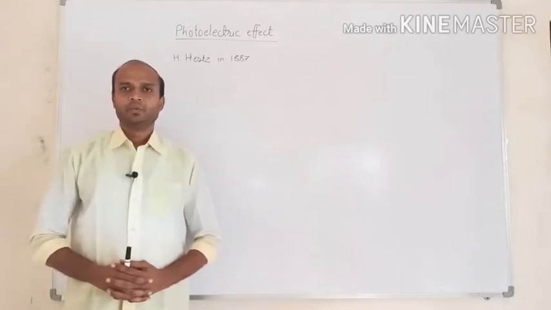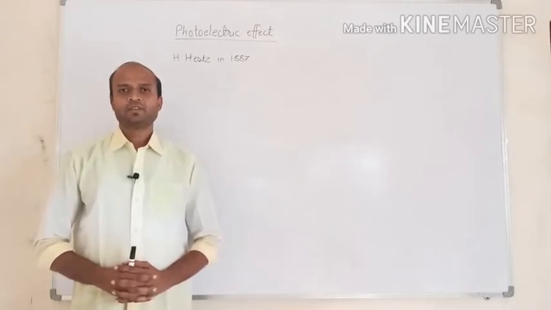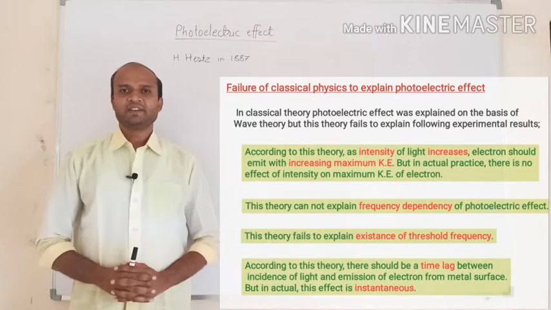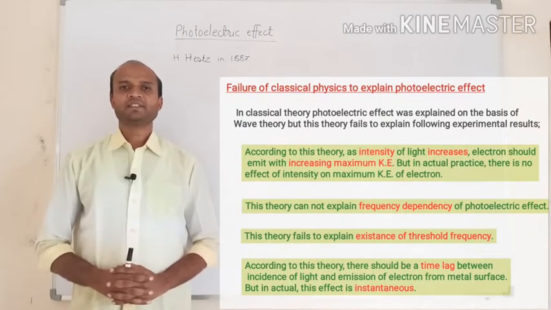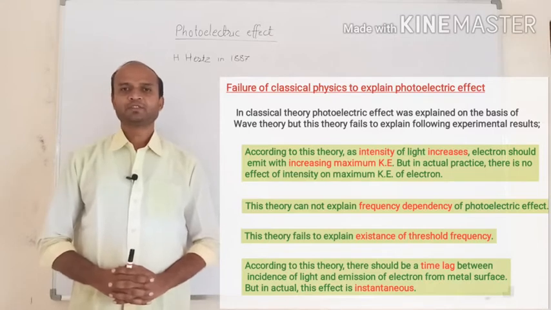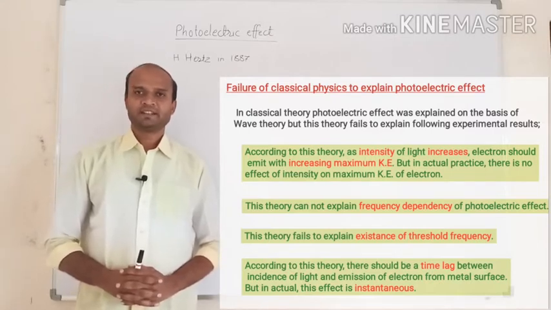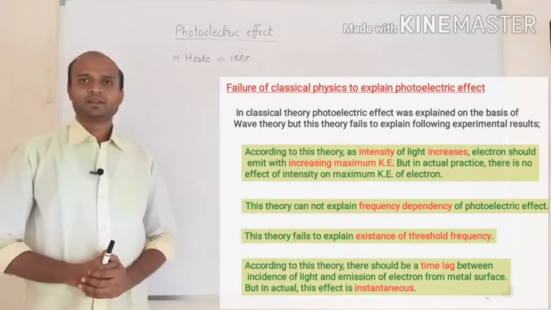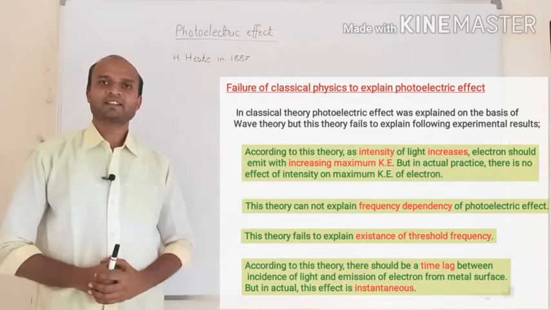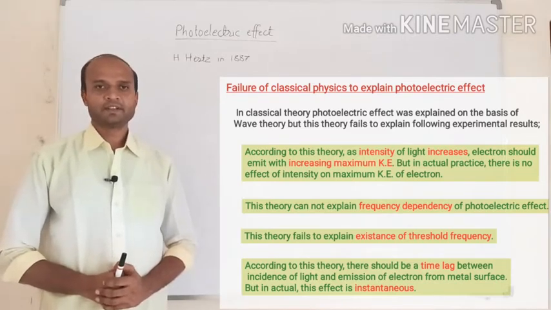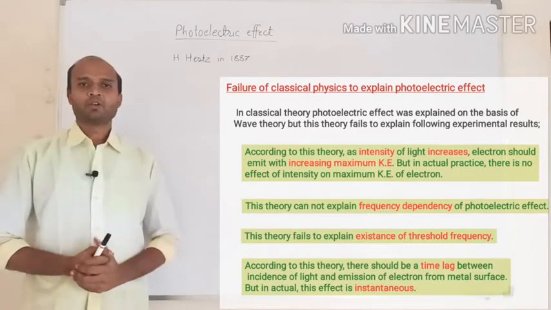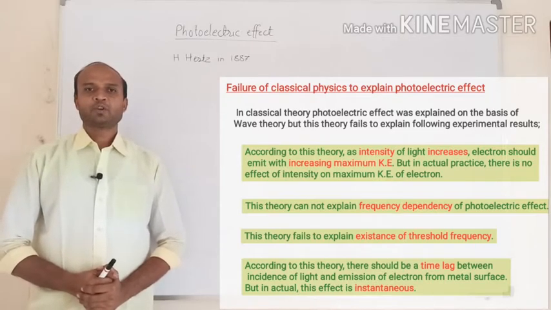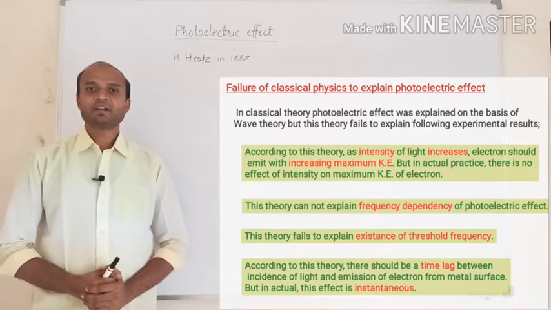Now we have to study the failure of classical physics to explain the photoelectric effect. In classical theory, photoelectric effect was explained on the basis of wave theory, but this theory fails to explain the following experimental results. These are the results which were not explained by the classical theory, and that's why classical theory fails to explain the photoelectric effect. According to this theory, as the intensity of light increases, electrons should be emitted with an increasing maximum kinetic energy.